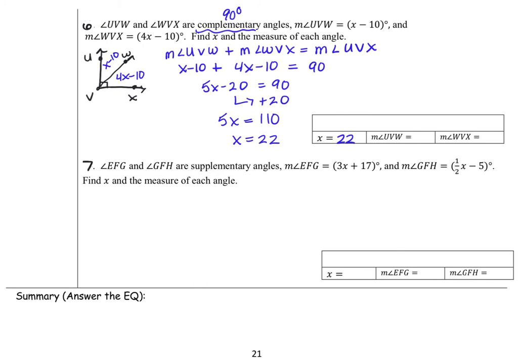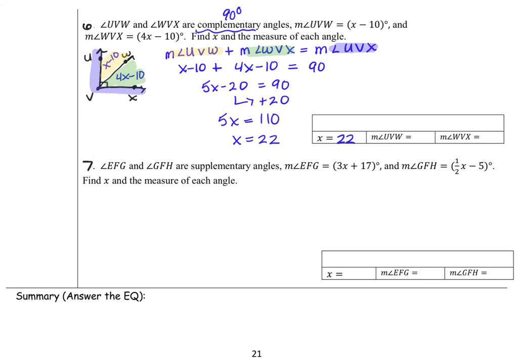Okay, for my answer for x, I got 22. So let's take a look. So measurement of UVW was right here. Measurement of WVX is right here. And then UVX is represented by those two angles when you add together to get 90. So I combine my like terms after I substituted. So x and 4x is 5x, negative 10 and negative 10 is negative 20. Add the 20, divide by 5, and you get x equals 22.